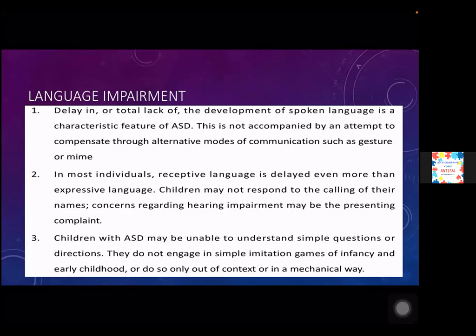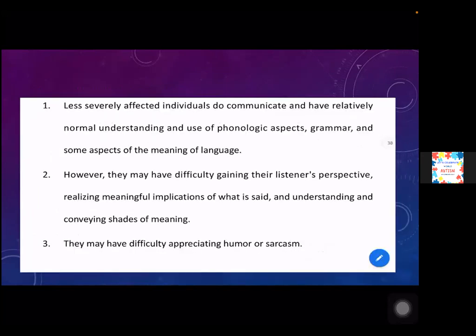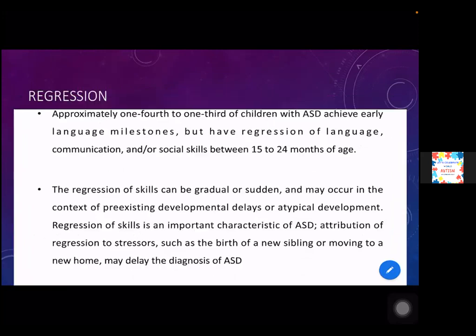infancy and have relatively normal understanding of phonological aspects, grammar, and some aspects of meanings of language. However, they may have difficulty gaining their listener's perspective, realizing meaningful implications of what is said, and understanding and conveying shades of the meaning. They may have a difficulty appreciating humor or sarcasm.